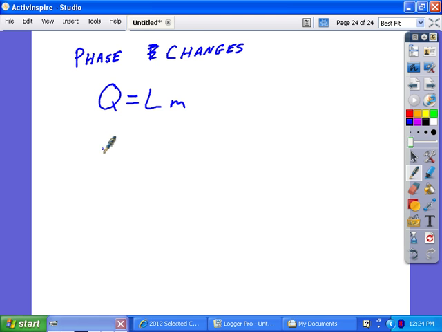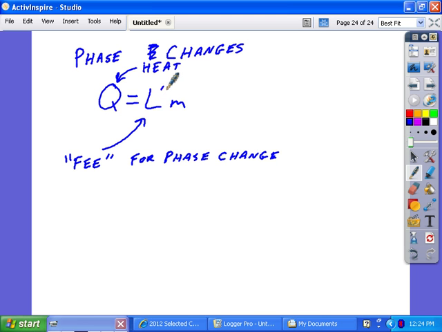You can kind of think of this as kind of the fee or the toll for phase change. Right? It's the amount of energy that's required to go from one state into the other. Okay? So, all right, when you're dealing with this here, Q is still heat. Nothing new there. This L right here, some people call it the heat of transformation.